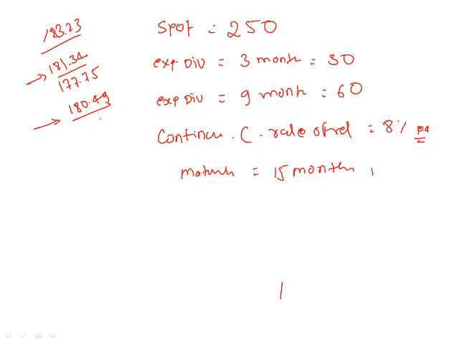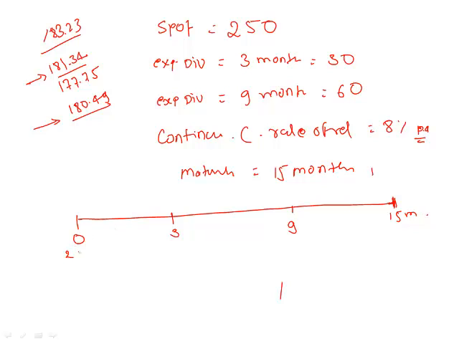Should we do this together? Let's draw a timeline. Some less noise would be appreciated, Mohit. This is time 0. This is 3 months. This is 9 months. This is the 15th month.